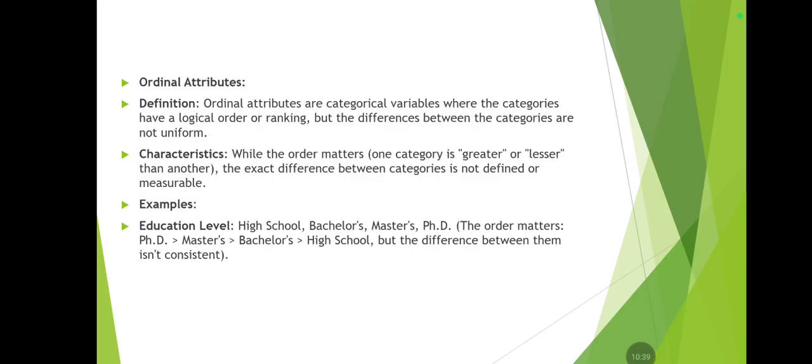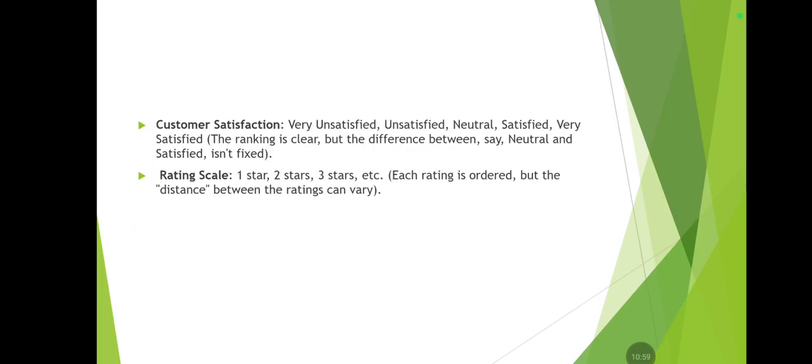For example, education level: high school, bachelor's, master's, PhD. The order matters. PhD is greater than master's, master's is greater than bachelor's, which is greater than high school, but the difference between them isn't consistent. Next example, customer satisfaction: very unsatisfied, neutral, satisfied, very satisfied. It's just like a ranking, it's clear, but the difference between, say, neutral and satisfied is not fixed.